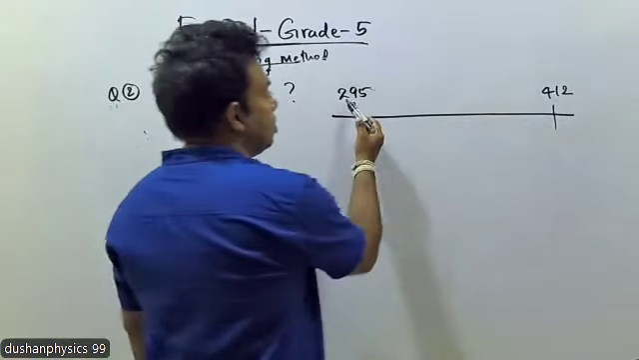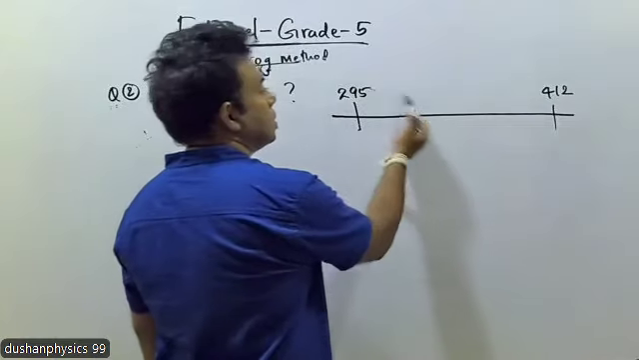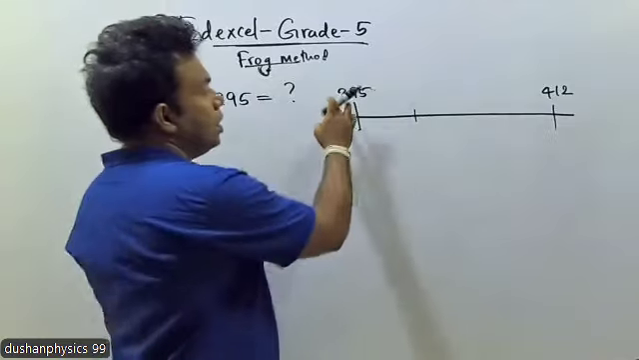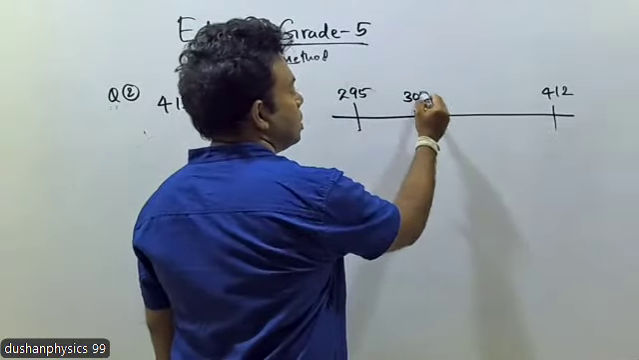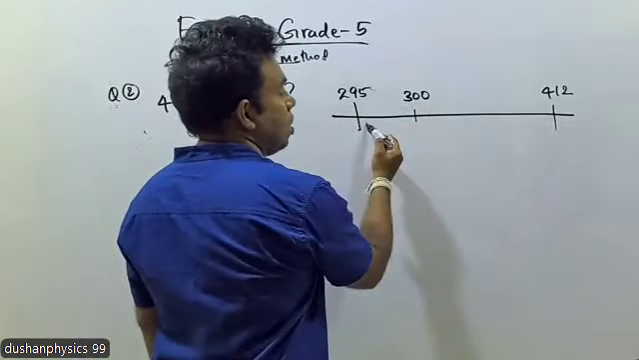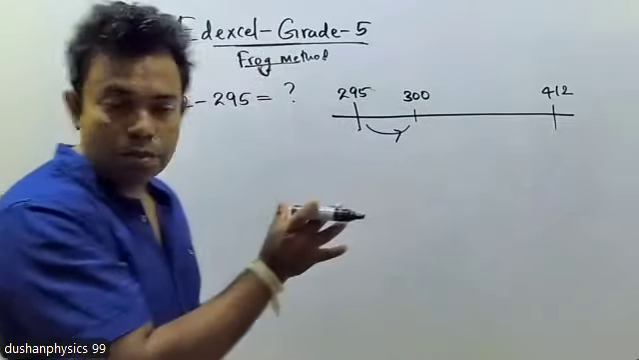So check 295. What is the next number I have to write? What is the closest value? For 295, the closest value is 300. That is the next ten here. So 295, 300. What is the gap between these two numbers?